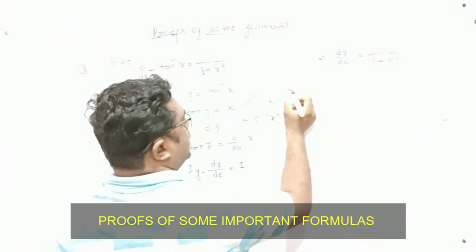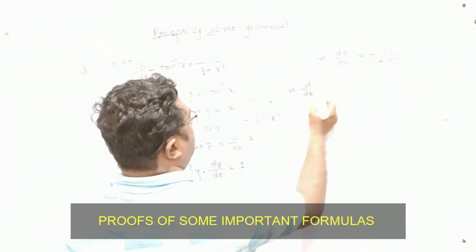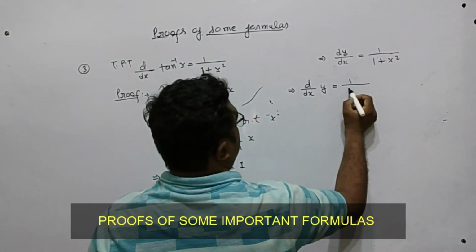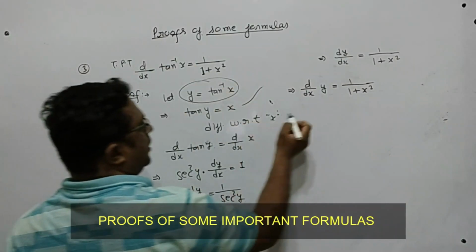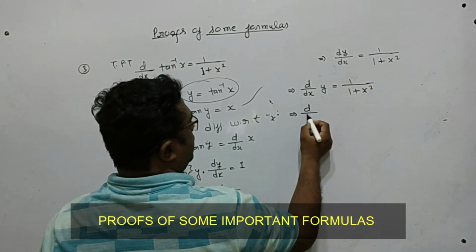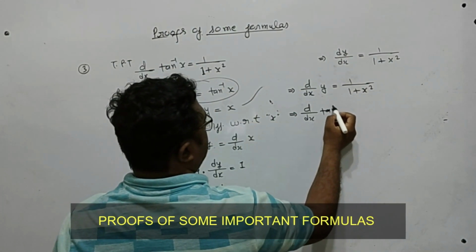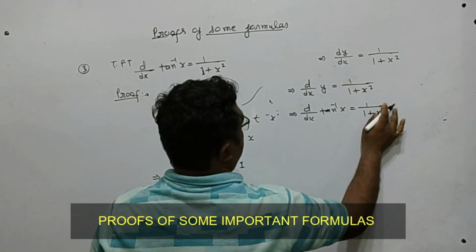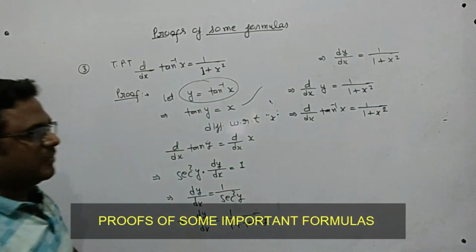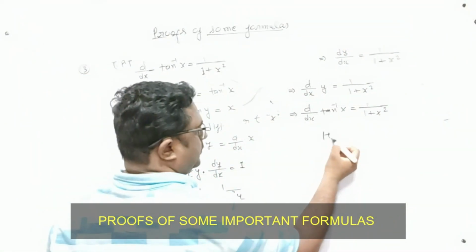dy upon dx can also be written as d by dx of y is equal to 1 upon 1 plus x square, and in place of y I can copy tan inverse x. So this implies that d by dx of tan inverse x is equal to 1 upon 1 plus x square. So hence proved.